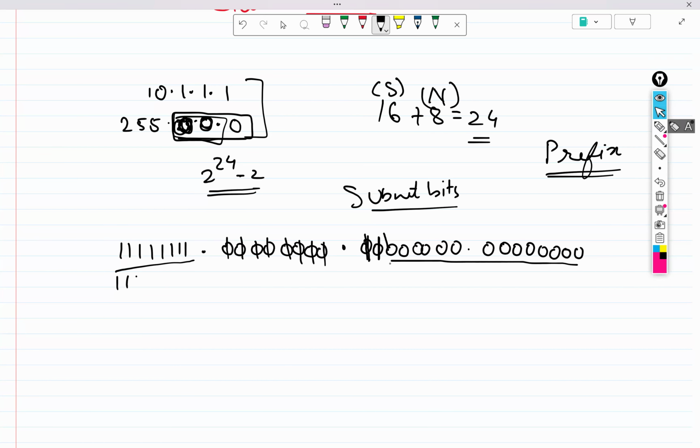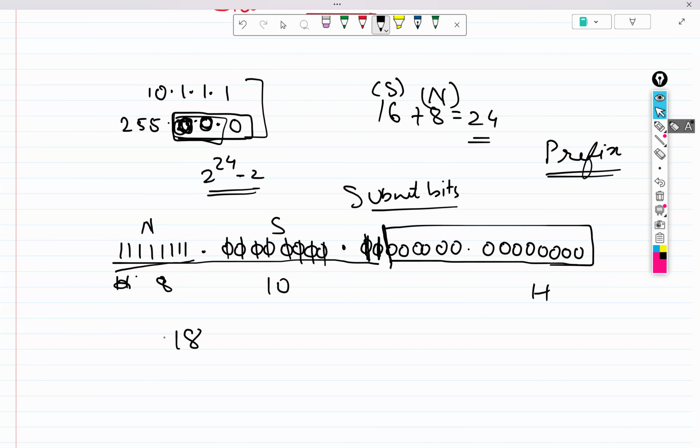So what is happening? This part becomes your host part, and this becomes your network plus subnet part. However, I converted only two zeros to ones. So how many subnet bits are there? 8 plus 2, 10. 10 subnet bits plus 8 network bits, giving us 18 as the prefix. Right? 18 as the prefix. Now, let's convert this into its decimal form.